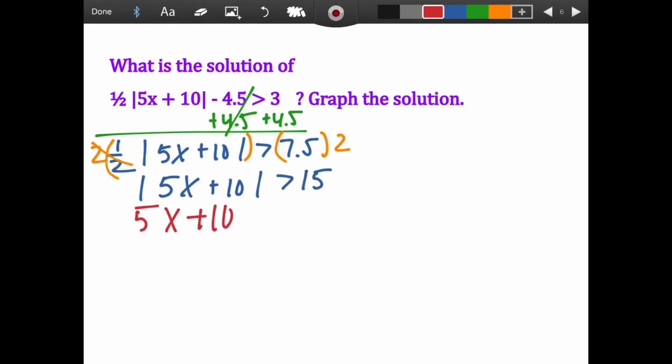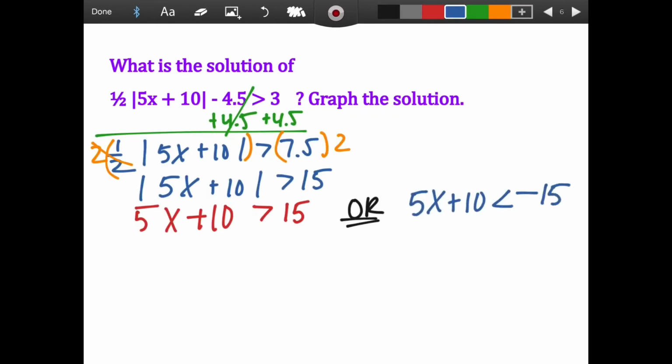5x plus 10 is greater than 15, or 5x plus 10 is less than negative 15. So you're changing your solution from a positive to a negative, and you're flipping your inequality symbol.